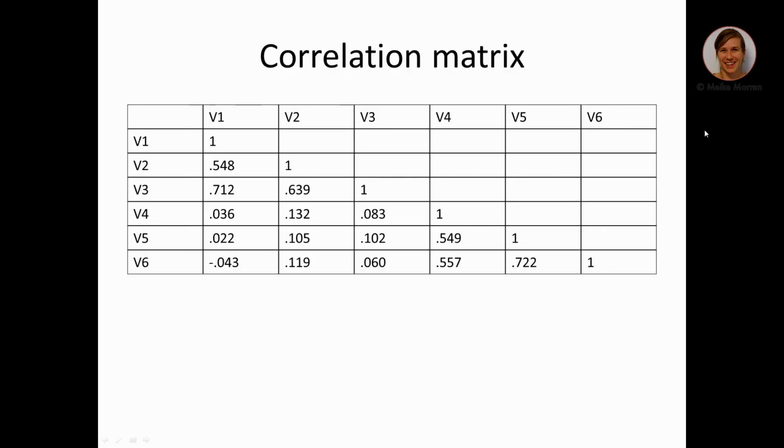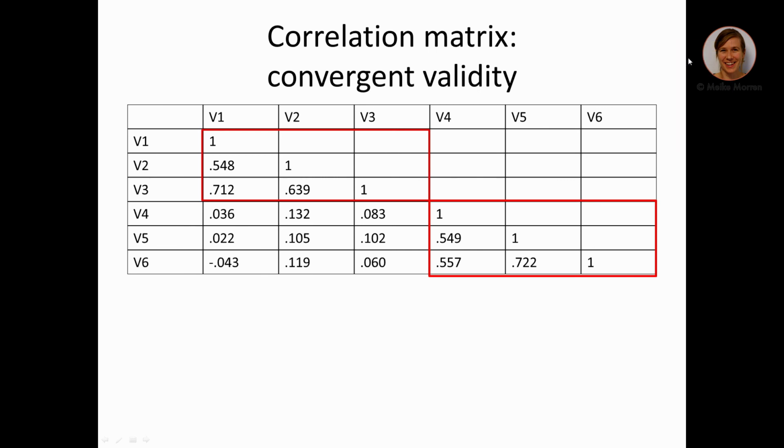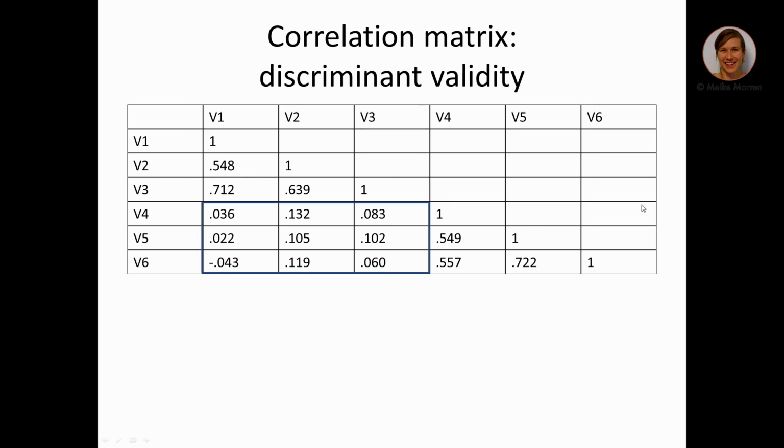This high discriminant and high convergent validity can already be observed in the correlation matrix. As you can see here, the first three items correlate highly among each other, and the second three items as well. This indicates the high convergent validity. Now, the low correlation between the first set of items and the last set of items indicates a high discriminant validity.